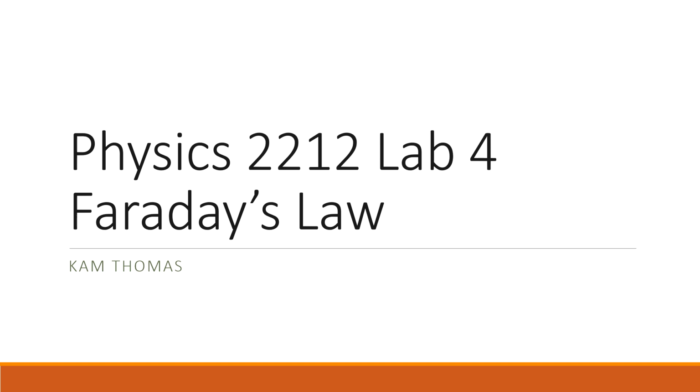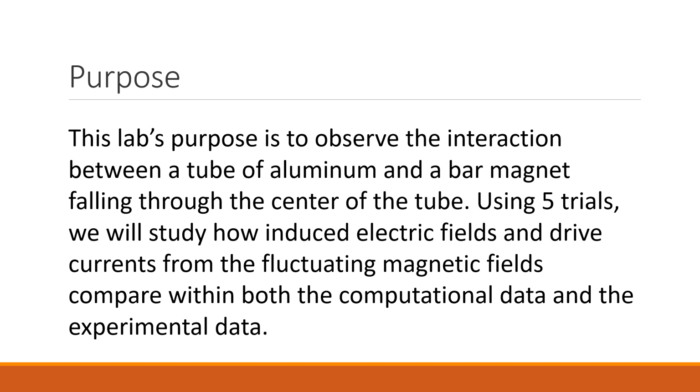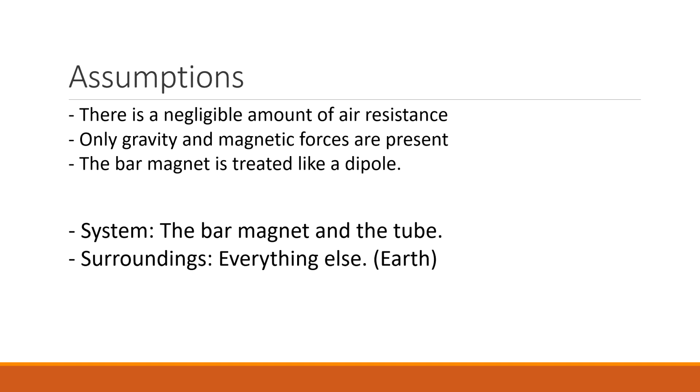This is my Physics 2 Lab 4 report on Faraday's law. This lab's purpose is to observe the interaction between a tube of aluminum and a bar magnet falling through the center of the tube. Using 5 trials, we will study how induced electric fields and drive currents from the fluctuating magnetic fields compare within both the computational data and the experimental data.